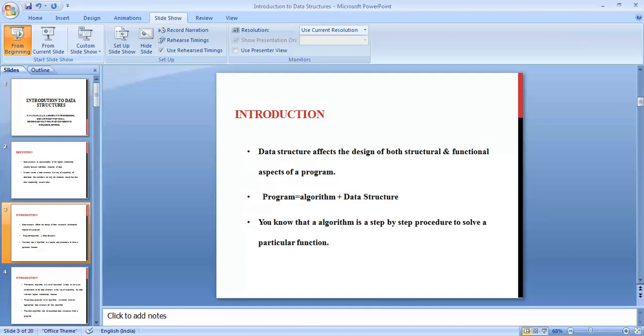Okay, so in the next video or the next session, we will see the stack operations. After that, queue operations, then linked list. In this way, we move one by one.